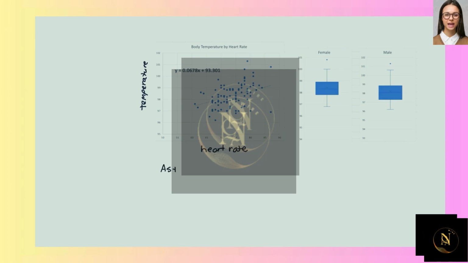But it wants you to describe the pattern and comment on the possible relationship between the two variables. So as the heart rate increases, the temperature tends to increase. It is a weak positive association. Okay, it is a very weak positive association.